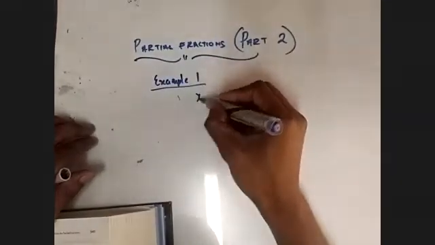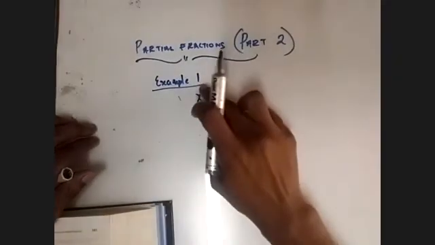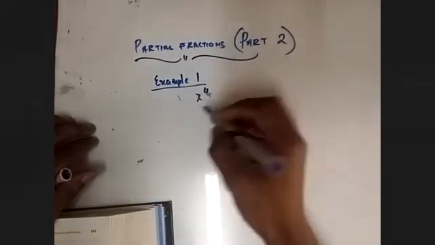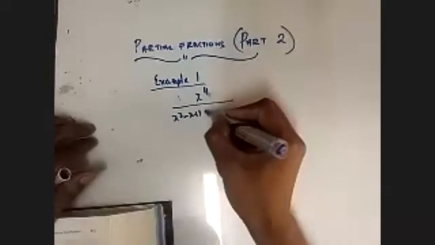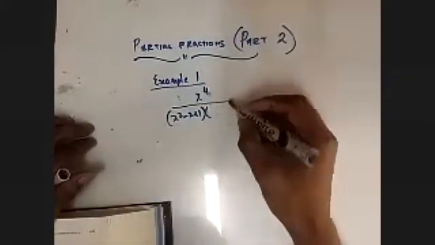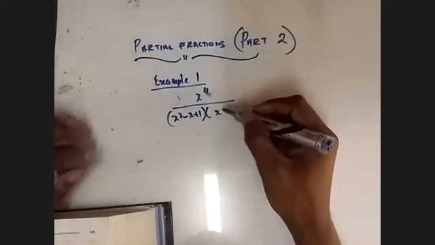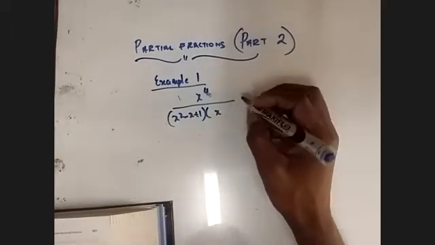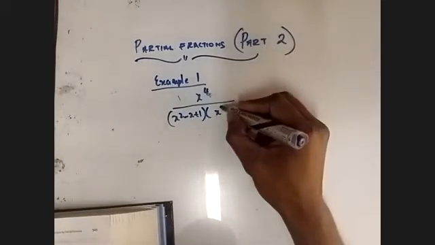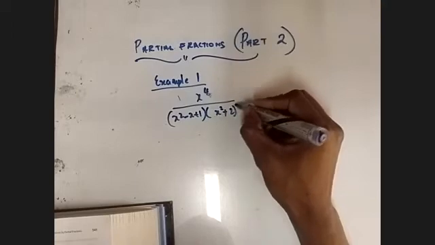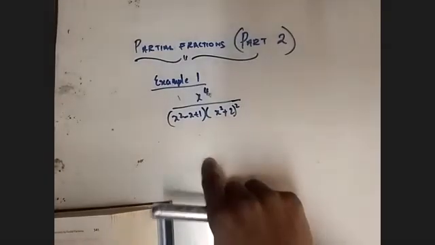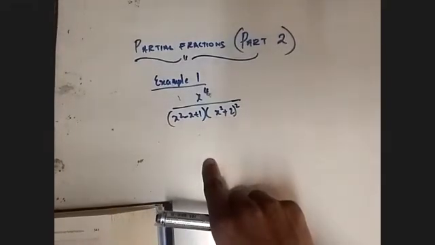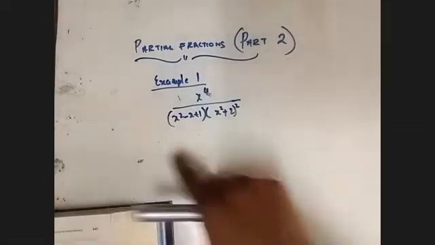Let me give you x to the power of 4 all over x squared minus x plus 1, and then x squared plus 2 squared. Now suppose they say to you, write out the form of the partial fraction decomposition of the function, which is this function.